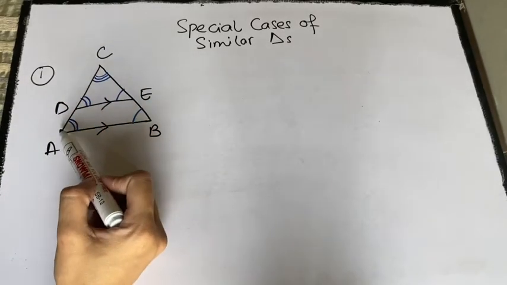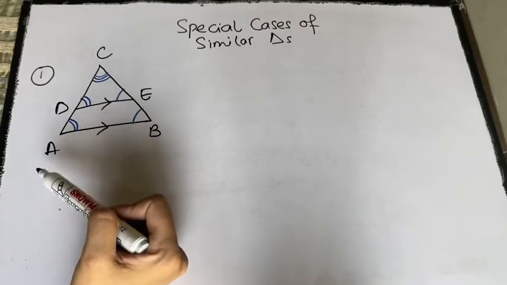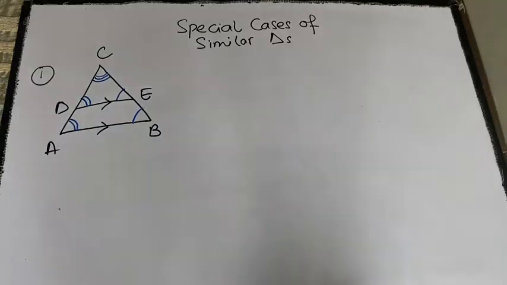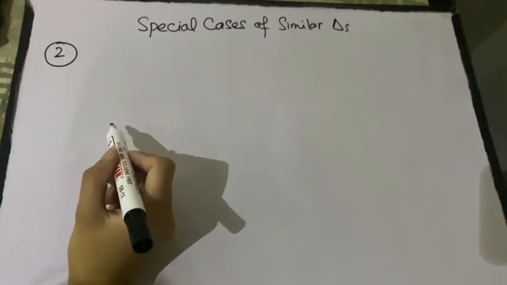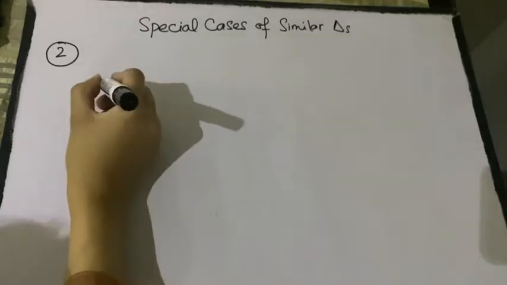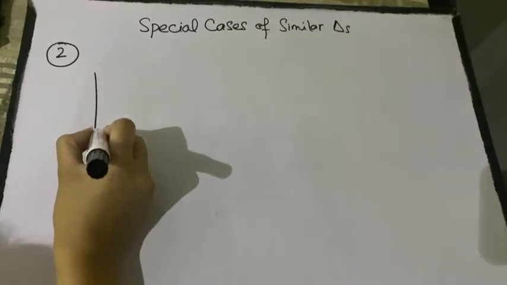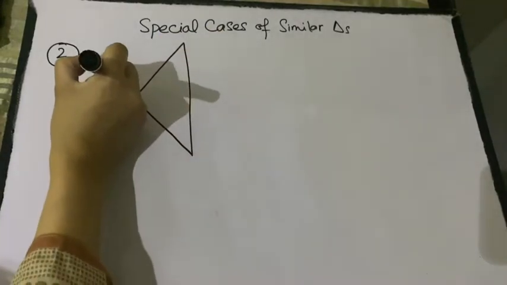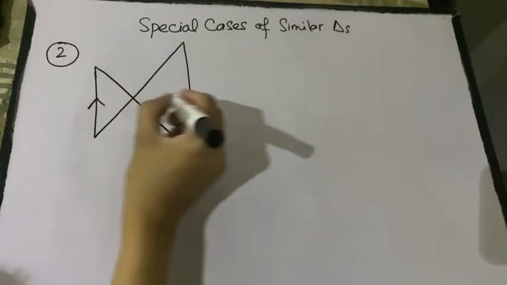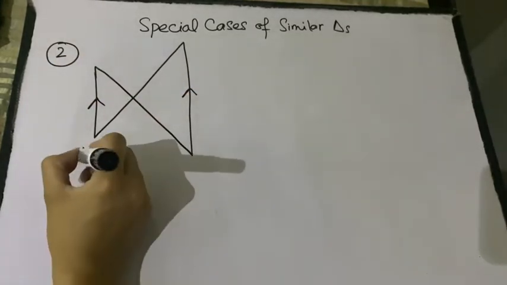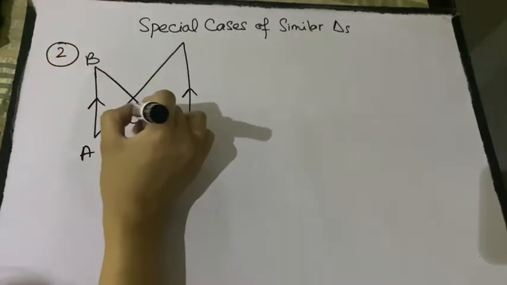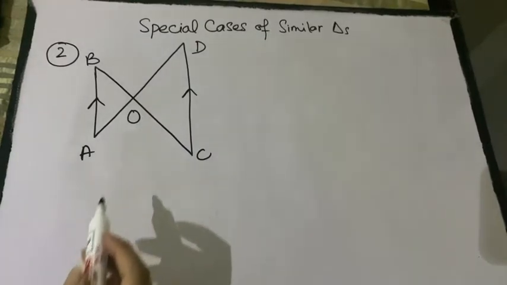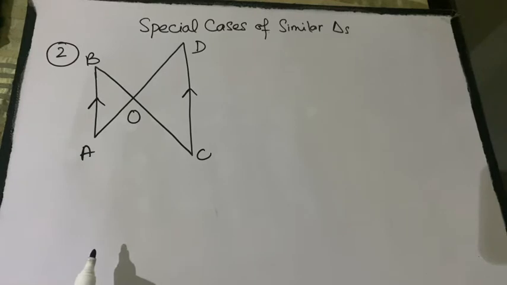Then you can say that in these two triangles, all three angles are equal. On the basis of this information, you can say that these two triangles are similar. Second case of special triangles for similarity is when you have two triangles which have parallel sides like this. Triangle ABO and CDO.